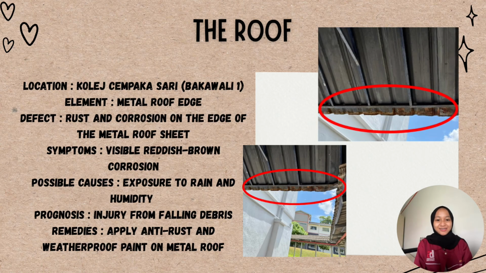Next element is the roof. The location is at College Cempaka Sari, Bakawali 1. The element is metal roof edge. The defect is rust and corrosion on the edge of the metal roof sheet. The symptom of this defect is visible reddish brown corrosion. Possible cause is exposure to rain and humidity. The prognosis is injury from falling debris. Remedy is to apply anti-rust and weatherproof paint on the metal roof.